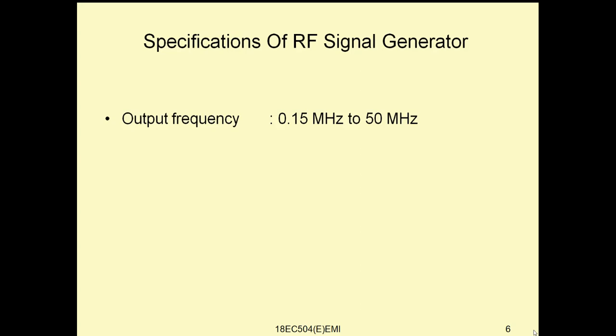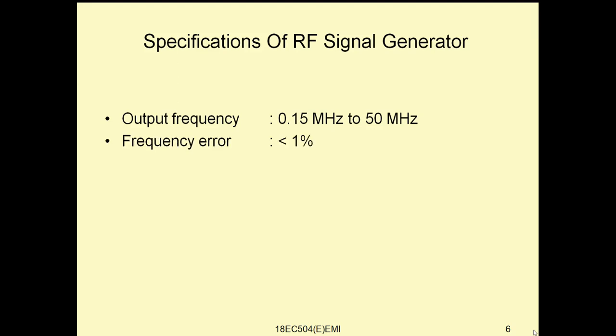We are going to the specifications. Already we have discussed what specifications are: they are given by the manufacturer, with safety ratings and how to operate the equipment under the typical operating conditions of the instrument, to ensure safety for the user who operates the equipment and also the safe working of the instrument. The first specification is the output frequency: from 0.15 megahertz, that is 15 kilohertz, to 50 megahertz.